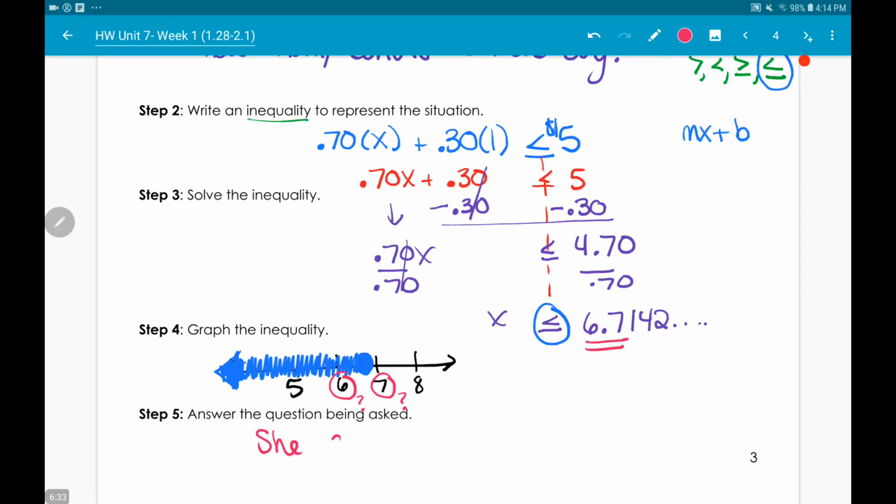She can buy 6 donuts in one carryout box.